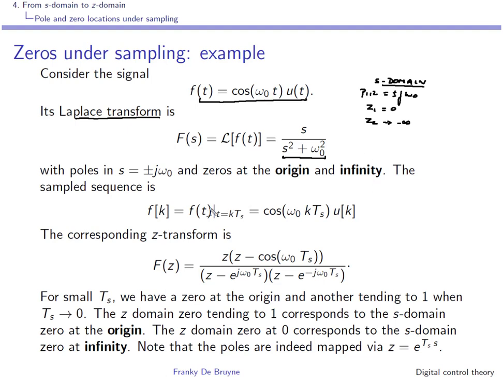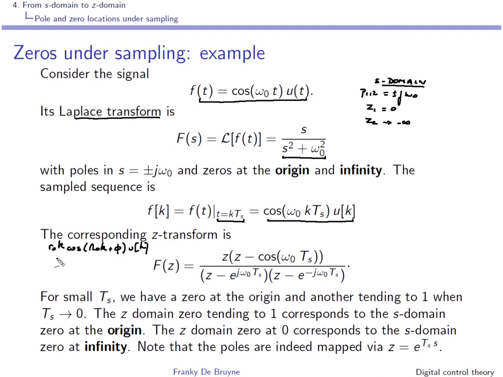So what we do now is sample the sequence. You obtain this sequence over here. Previously in the course, we have considered a sequence r0^k cosine of (omega 0 k plus phi) u of k, and we have computed the z transform.